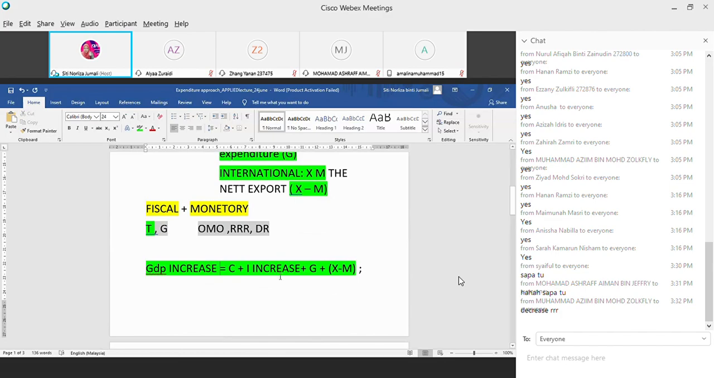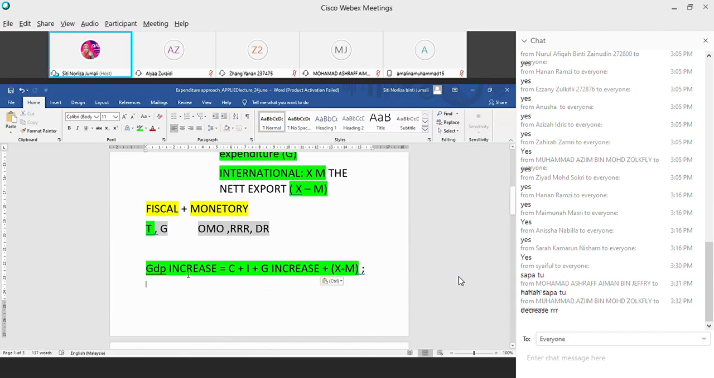Now G is very easy. It is straightforward. When the government implements an expansionary fiscal policy, it means that this one is increased. So GDP also increases. AD will shift to the right.